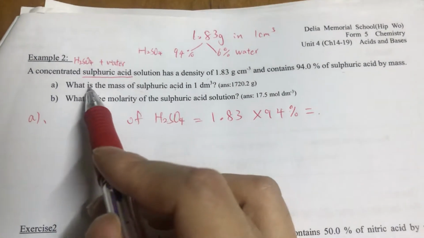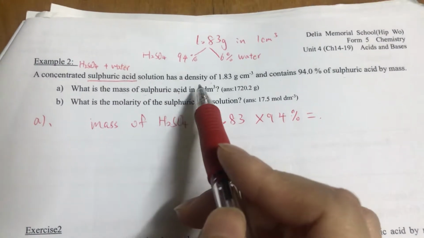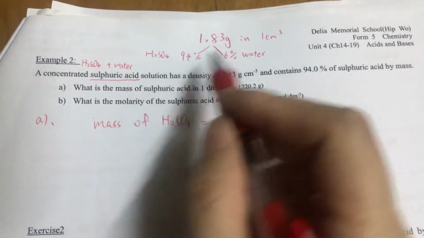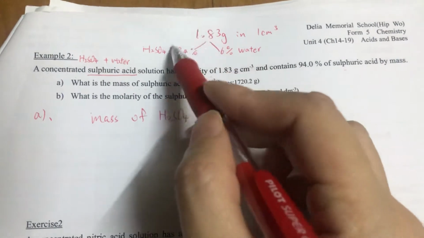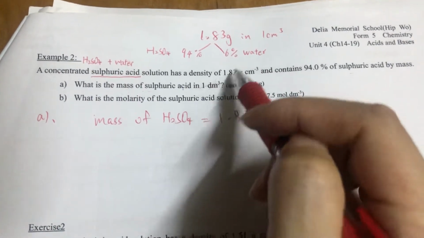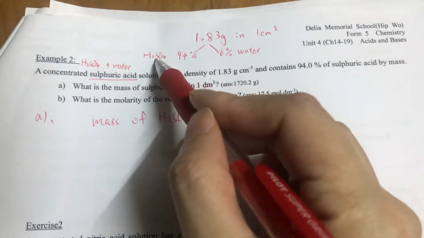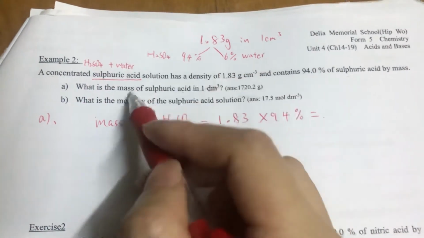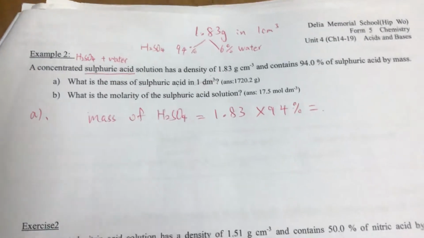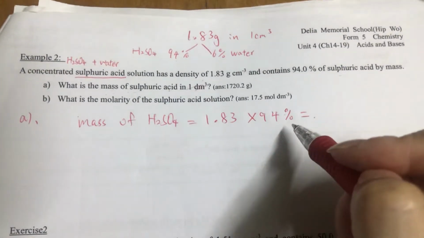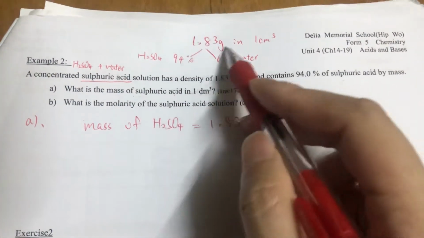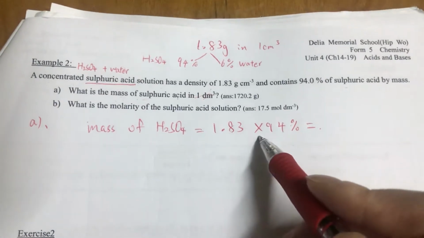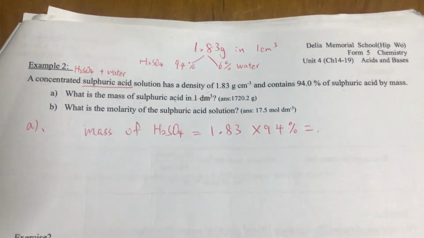And now for A, they ask you what is the mass of sulfuric acid. Forget 1 dm cube first. The main problem is to find the mass. Okay, 1.83 gram is the mass for acid and water all together. The sum of the mass of sulfuric acid and water, and acid only counts for 94%. So what is the real mass of sulfuric acid in that solution? Out of 1.83 gram, only 94% is acid, right? So the mass of sulfuric acid will be 1.83 times 94%. So calculate it.